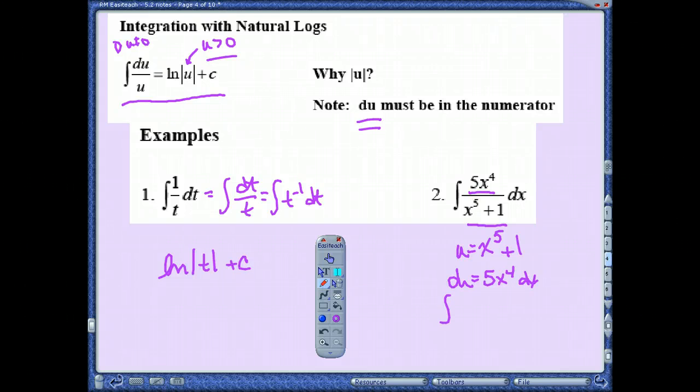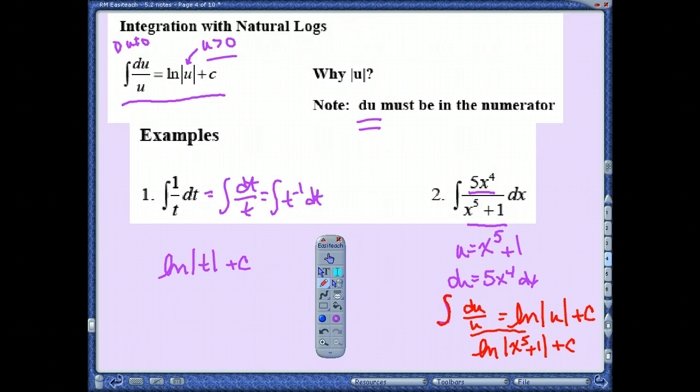Okay, so when I rewrite this, I have du over u to the 1 power. That right there, my friends, is the natural log of the absolute value of u plus c. You can't have a problem with the u in there. If you didn't start with u, you better not finish with u.